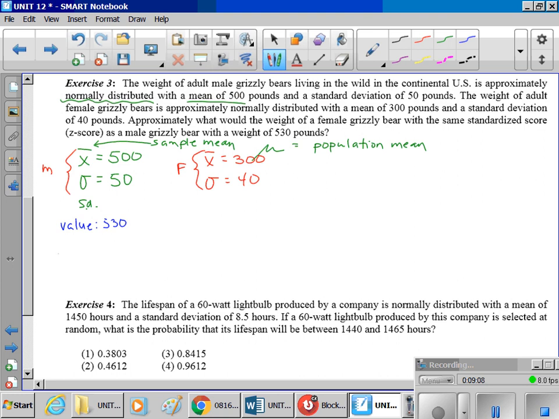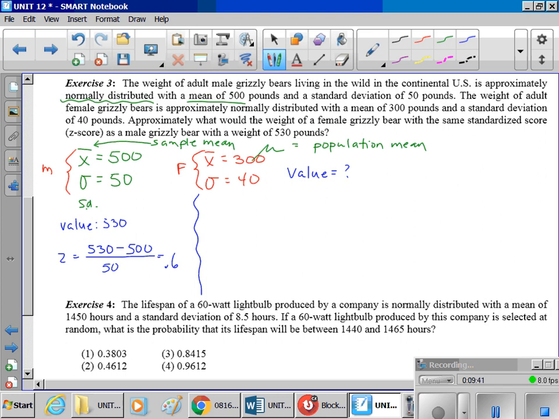So we're going to find the z-score just by using our formula, which is 530 minus our mean, which is 500, divided by the standard deviation, which is 50. So my z-score turns out to be 0.6. And when we compare that to our females, we don't know what the value is. That's what they're asking us to find. That's going to be equivalent to our males.